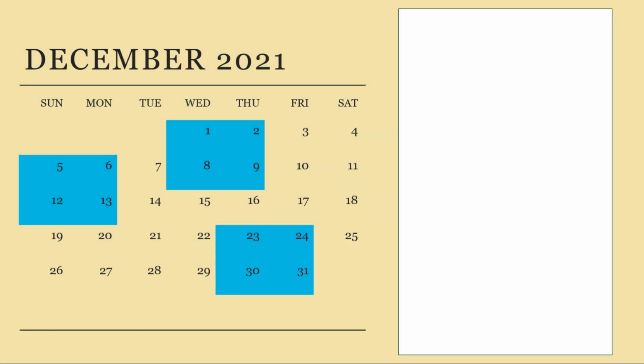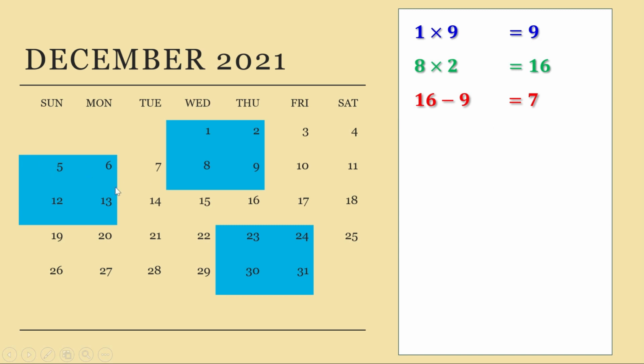Now let us do some more problems using this identity. Consider a calendar for any month. Now mark 4 numbers in a square like this. Now multiply the diagonal product. 1 into 9, that is 9. 8 into 2, that is 16. What is the difference between these two numbers? We know 16 minus 9 is 7.